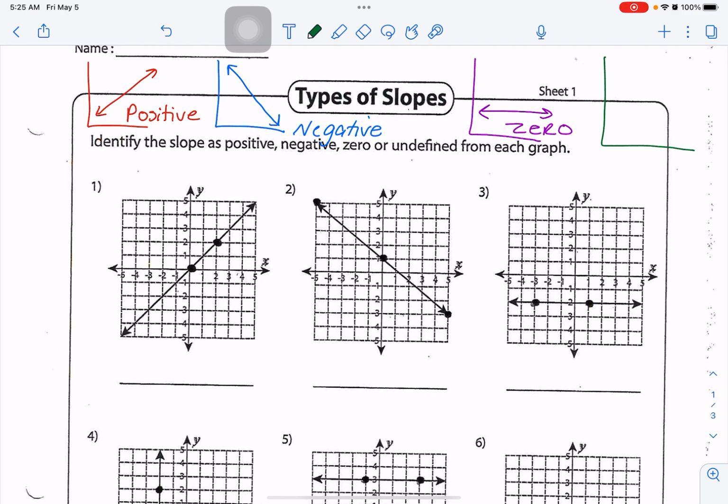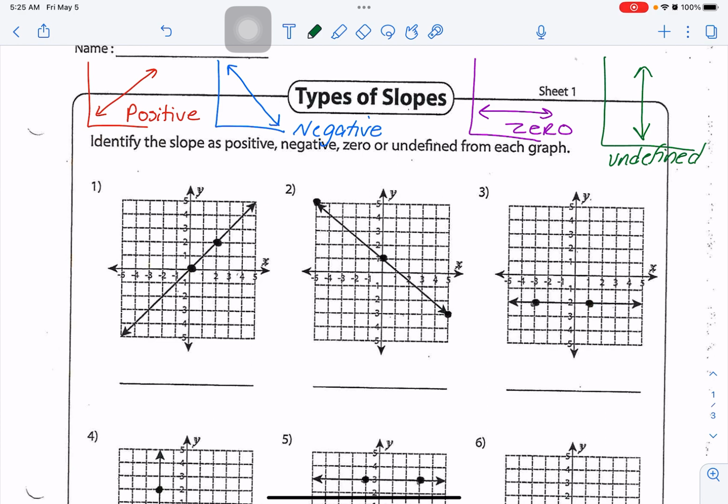Whereas if I am downhill skiing and the slope looks like this, that's not such a good thing, right? If we were to go skiing on that slope, we would surely look undefined after we skied down it. So a line that is vertical has a slope that is undefined.